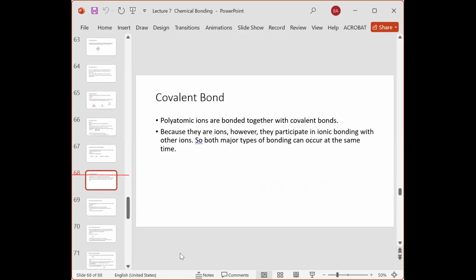Polyatomic ions are bonded together with covalent bonds, and yet they are ions. However, they participate in ionic bonding with other ions. So both major types of bonding can occur at the same time.